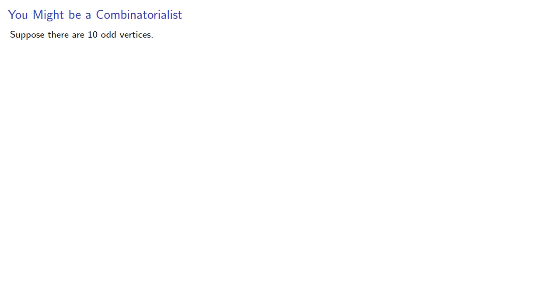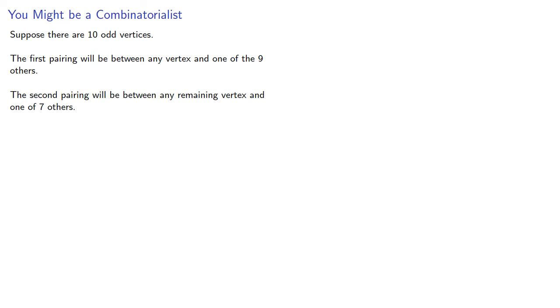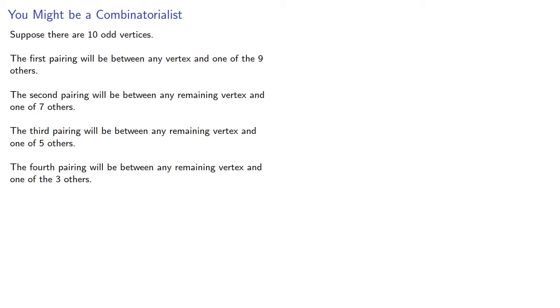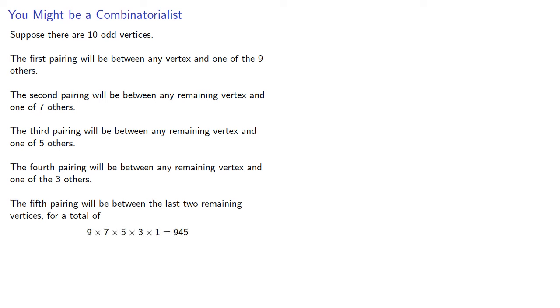You might ask how many. Suppose there are 10 odd vertices. The first pairing will be between any vertex and one of the nine others. The second pairing will be between any remaining vertex and one of the 7 others. The third pairing will be between any remaining vertex and one of the 5 others. The fourth pairing between any remaining vertex and one of the 3 others. And the fifth pairing will be between the last 2 remaining vertices, for a total of 945 pairings.